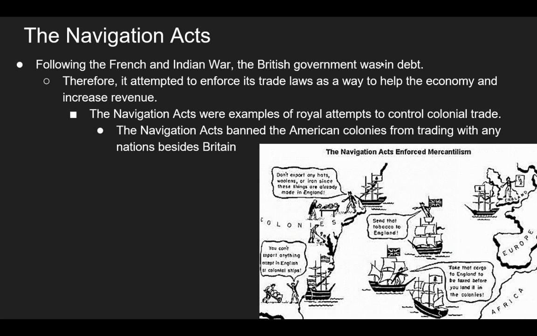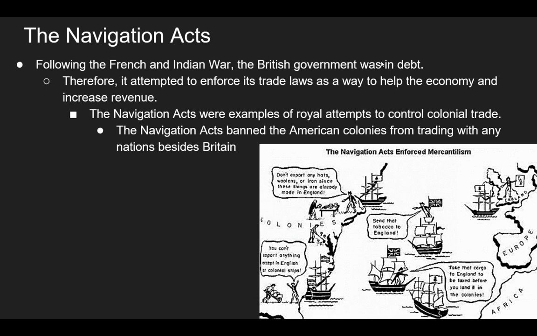Some of those laws are called the Navigation Acts. The Navigation Acts are examples of royal attempts to control colonial trade. The Navigation Acts specifically banned the American colonies from trading with any nation except Britain. So now all of the colonies are forced to only trade with England.